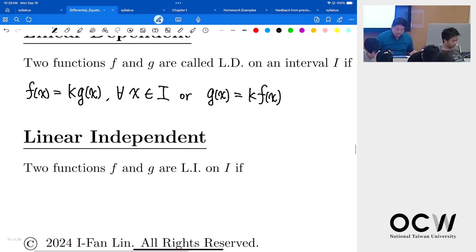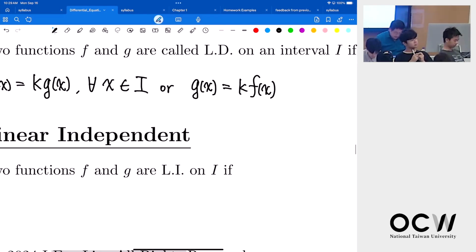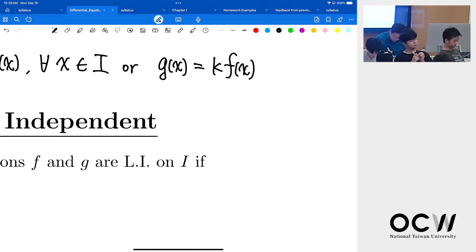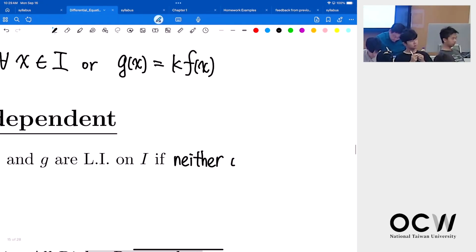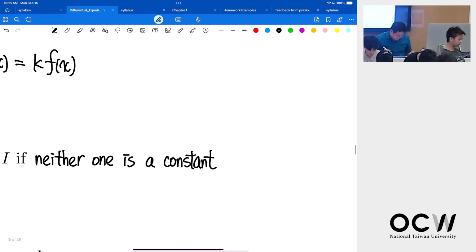And then what is linear independent? Here is dependent. Independent is just you cannot find the multiple of the other function. So two functions are linear independent if neither one is a constant multiple of the other.